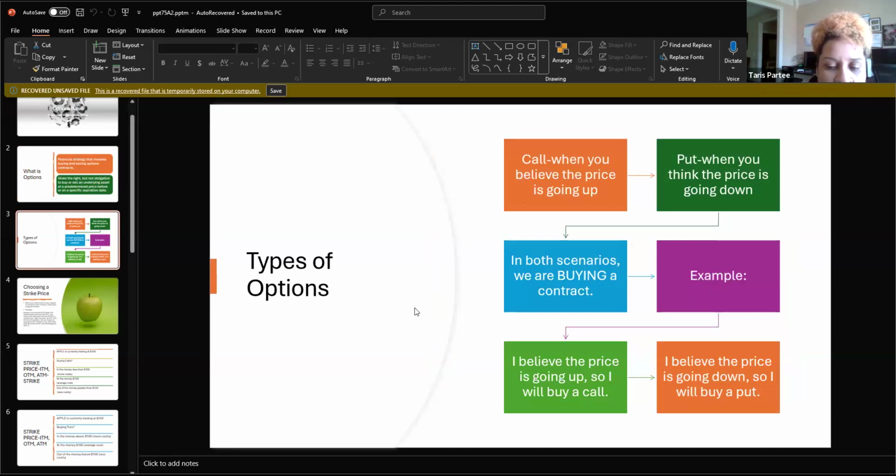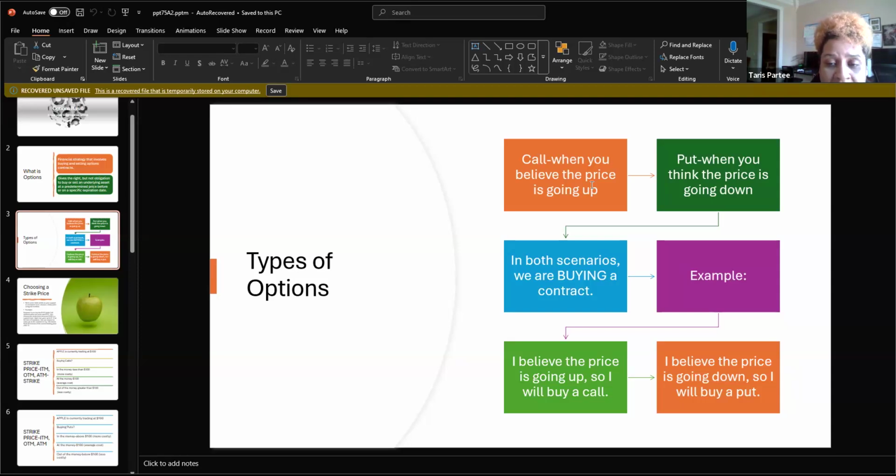All right, so let's talk about the different types of options. You have a call option and a put option. A call option is when you believe the price is going up. Now, I wrote this program to be dumbed down, like a third grader can get it. So it's not going to be technical terms. I'm trying to break it down as clear as possible. A put is when you think the price is going down. So you're going to buy either or.